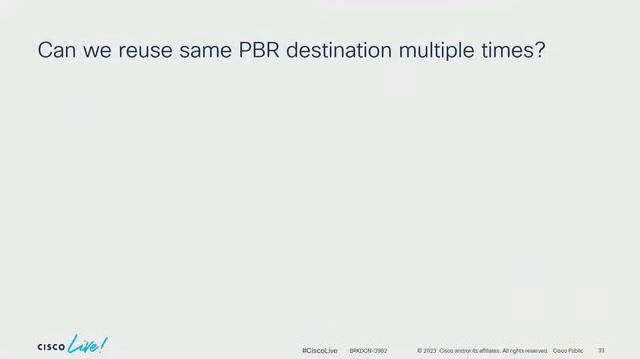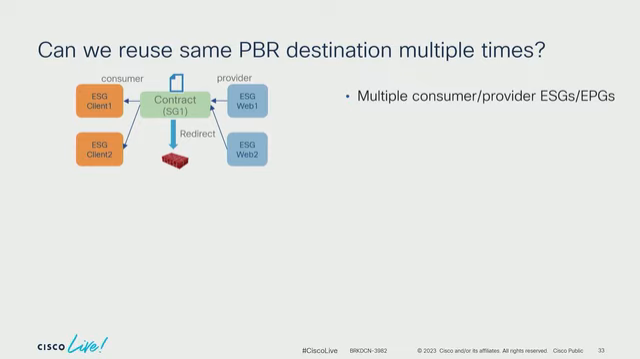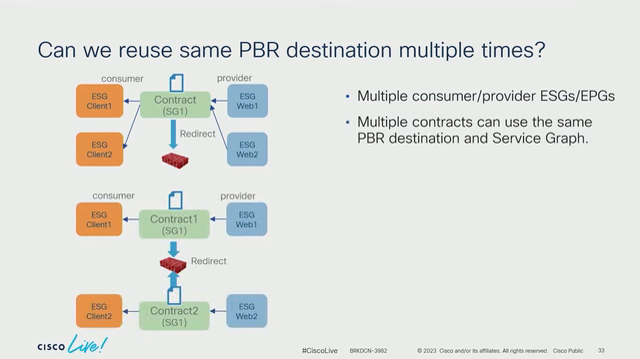It depends. The second question is, can we reuse the same PBR destinations multiple times? The answer is yes. And I'm going to explain two examples. First example is a contract having multiple provider EPGs and multiple consumer EPGs. Then the action is the same, using the same PBR destination, same firewall. Another example is, even if you have multiple different contracts, you can use the same PBR destination. So you don't have to create a new service graph or new PBR destinations instantiating firewalls for all of the contracts. So reusing PBR destination might be a practical approach.